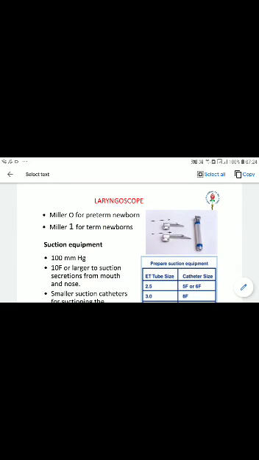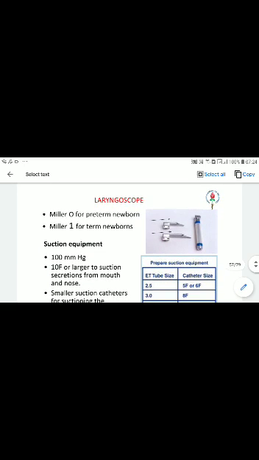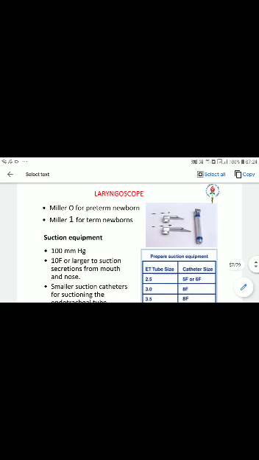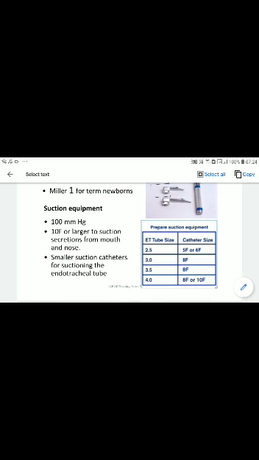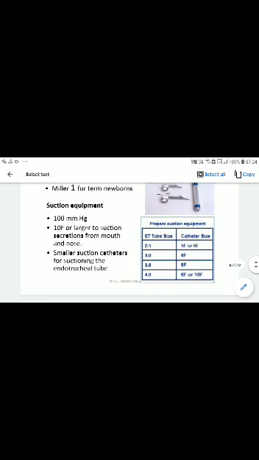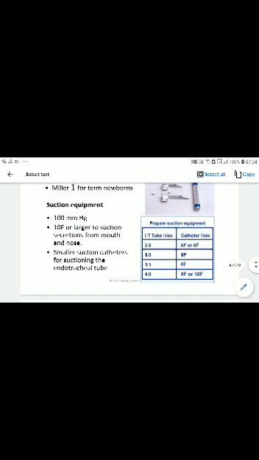Laryngoscope: the laryngoscope is the same, but there are two types of blades. Size 0 is for a newborn, and size 1 is a larger one for a term baby. Suction equipment: while suctioning the baby, negative pressure should not exceed 100 millimeters of Hg. Catheter size, ET catheter 2.5, 3, 3.5, 4.